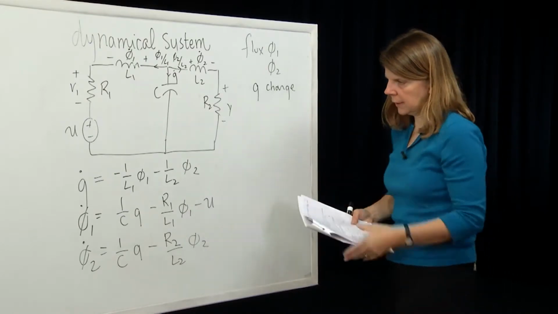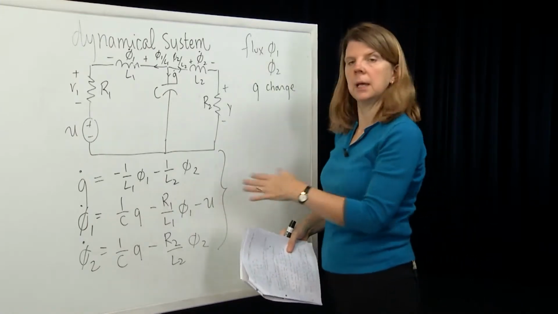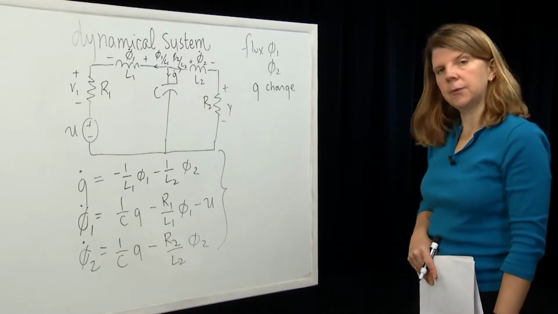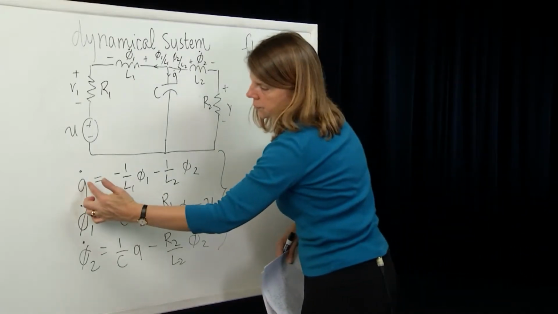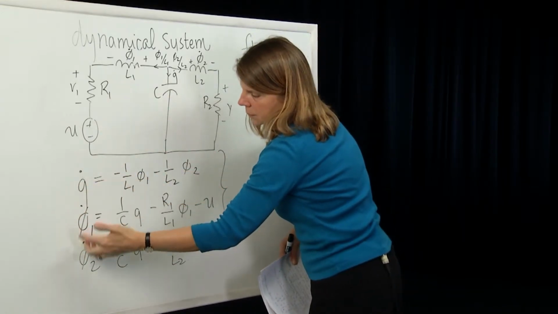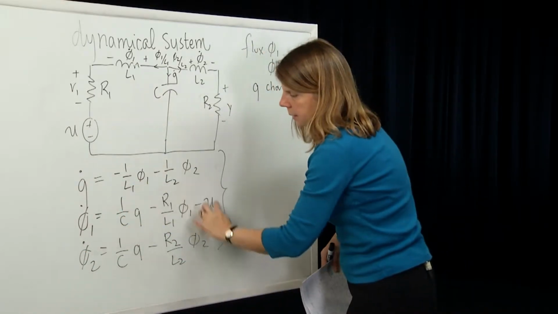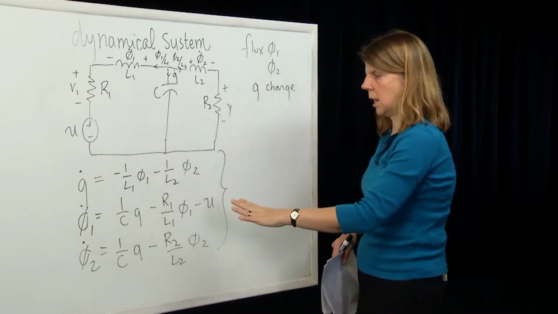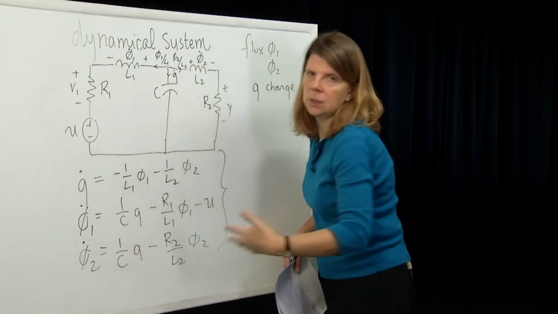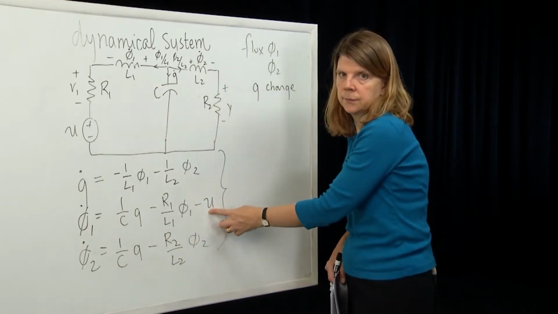Okay, so now we look at that set of equations and make some remarks about it. The first remark is that on the left-hand side, we have first derivatives of values of interest in the circuit. And on the right-hand side, everything is a function only of the variables before we took their first derivatives, and of the inputs.